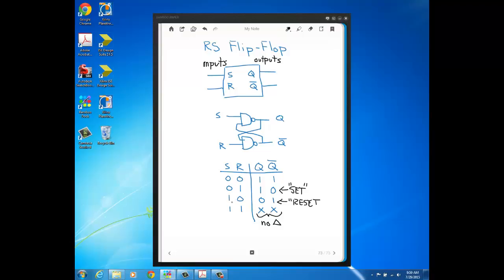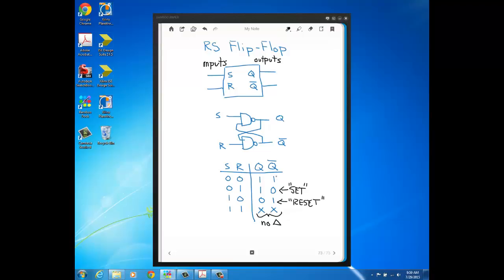Okay, for this particular RS flip-flop, to get the reset condition, you need S equal to 1 and R equal to 0. Alright, the next row we're going to look at is this top row, where both inputs are 0 and both outputs are 1. And you see this is not a typo.